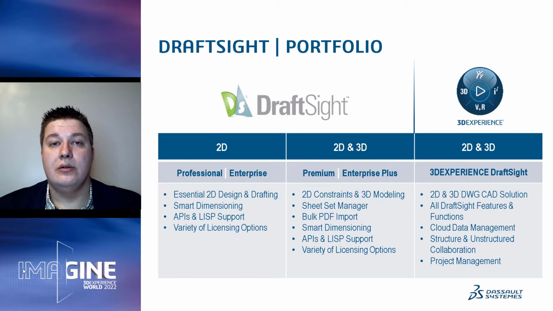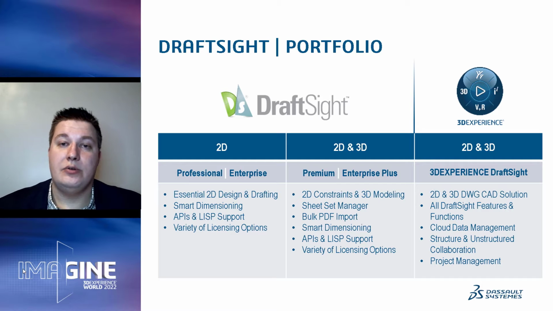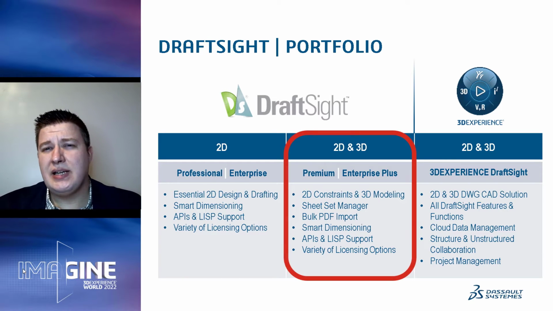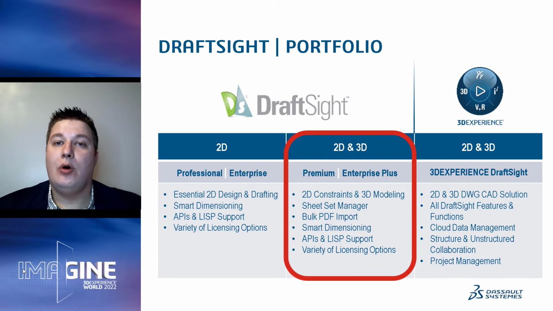There's the 2D DraftSight, which is called Professional or Enterprise if you use network licensing. And that has all of the standard 2D design and drafting tools, as well as things like smart dimensioning, support for Lisp, a very robust API. But today, we'll really spend time focusing on the best version of DraftSight, which is both the 2D and 3D version, which is usually called Premium or Enterprise Plus.